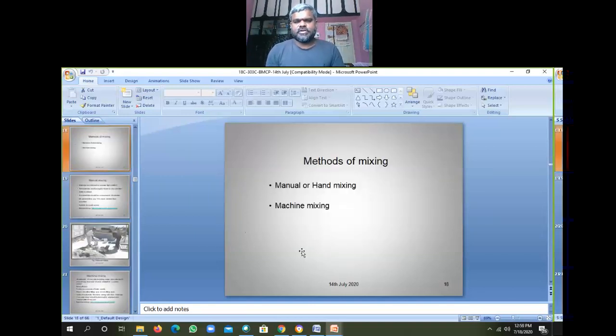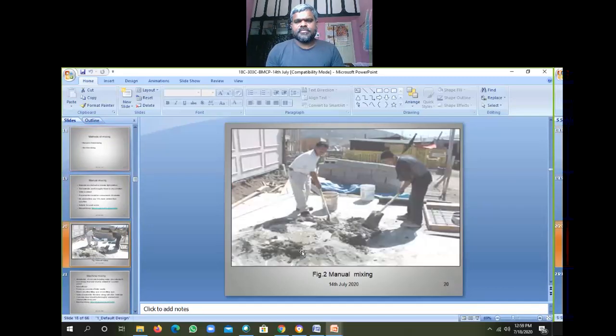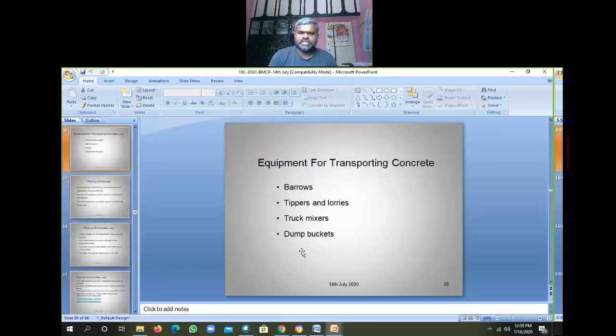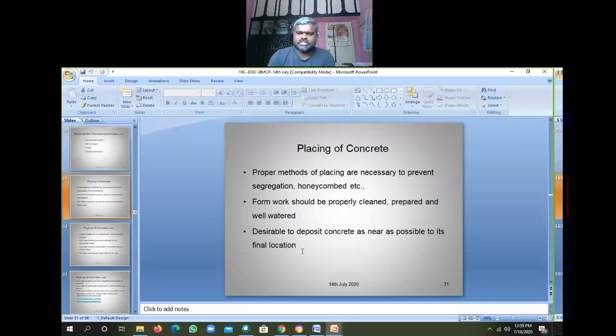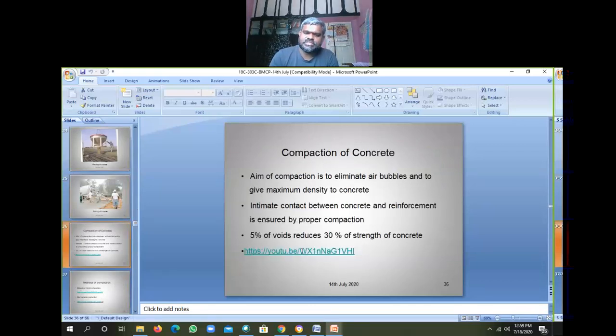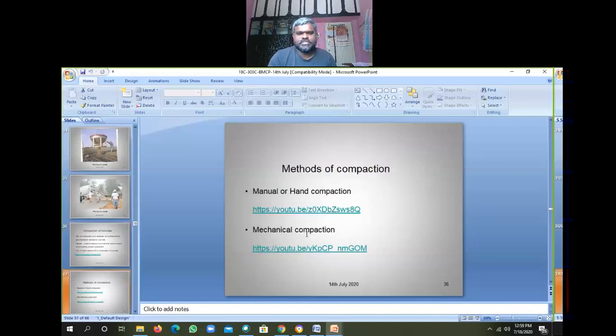For mixing of concrete, there are manual mixing and machine mixing, right? These are the two types of mixing of concrete. And transportation is by different vehicles. Placing of concrete is sometimes by boom placers or pressure pumps or manually, but care should be taken that segregation of concrete does not happen. After placing, compaction is very much required. If 5% voids are present in concrete, it can reduce the strength by 30%. If 10% voids are present, it can reduce the strength by 50%. The method of compaction may be manual or mechanical. The manual method is poking by rod.